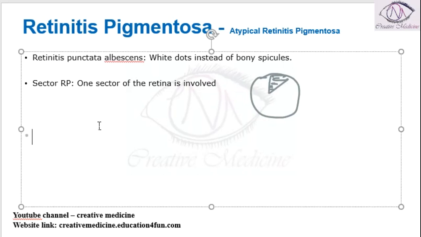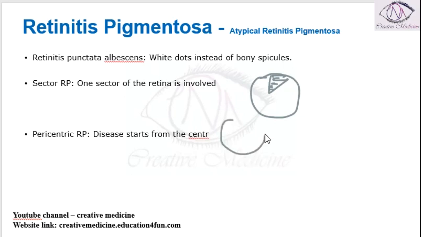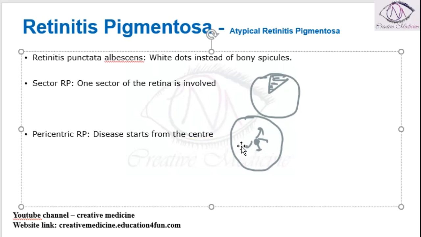We have pericentric retinitis pigmentosa. Normally, retinitis pigmentosa will start from the mid periphery, but here it will start from the center and progress outwards. That is called pericentric retinitis pigmentosa.